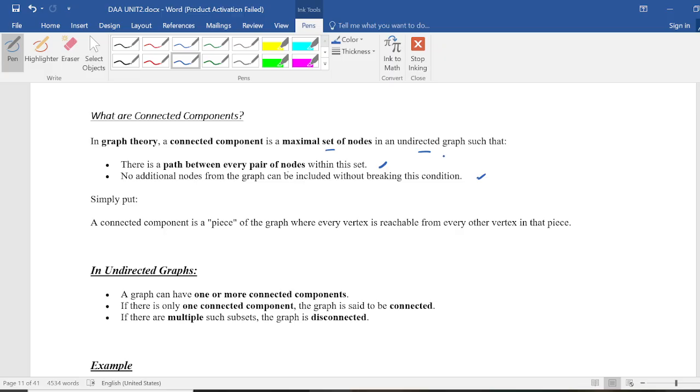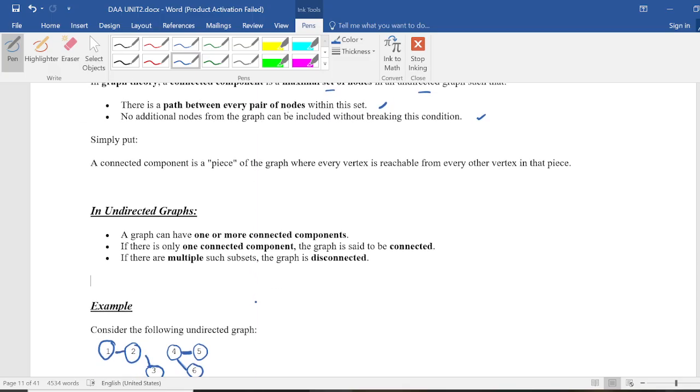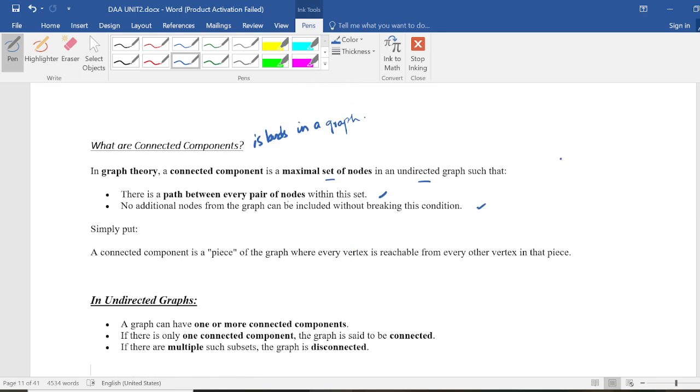So, diving deeper, what are connected components? They are nothing but islands in the graph. Simply, every node in a group is connected to every other node. We have an example of 1, 2, 3 here. Every node is connected to the other nodes in the group, but the group is not connected to any other nodes outside.